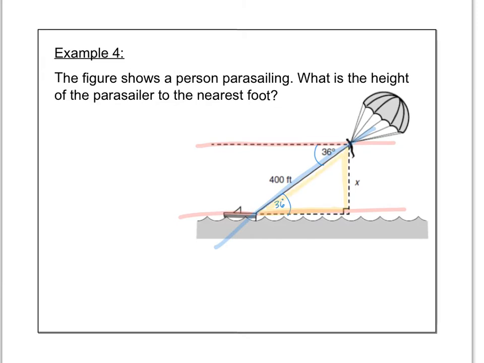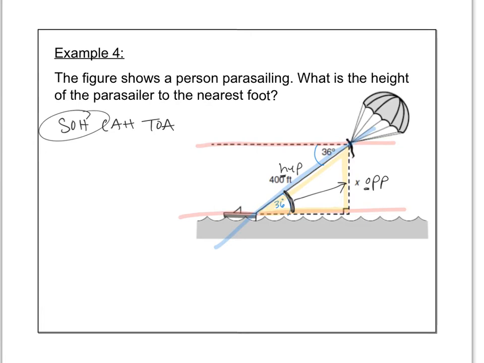All right, we can use trig. We can use our basic functions. And so think about what sides we have in relation to this 36 degrees. We're looking for x, which is opposite of that angle. We also have a 400-foot distance at the hypotenuse. So now think about SOHCAHTOA and pick one of those ratios. And you're going to pick the one with O and H.